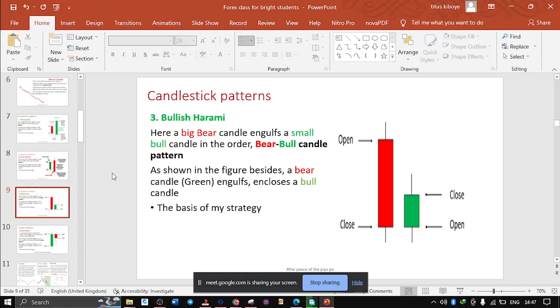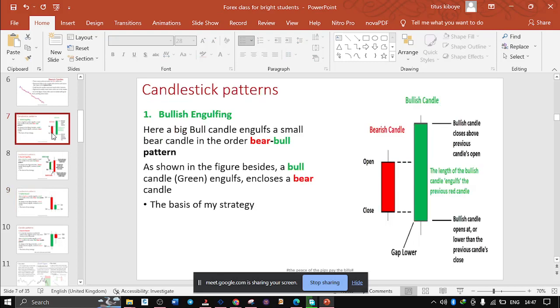So bullish harami, we have it here. Okay, bullish engulfing, it's a bear, then the bull the other side. Yes, that is bullish engulfing. Then we go to the next.